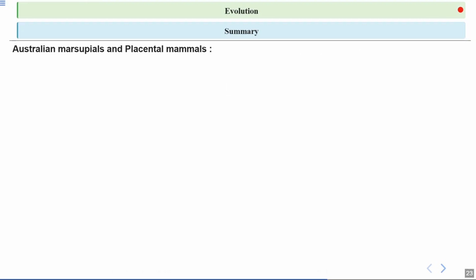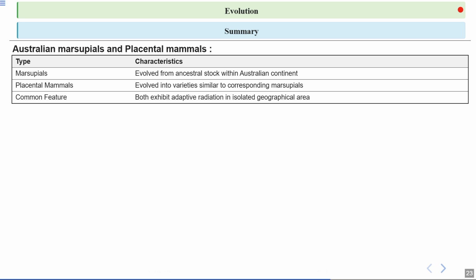We also talked about Australian marsupials and placental mammals. Both of them underwent adaptive radiations independently, and these two are examples of convergent evolution as well. Marsupials evolved from ancestral stock within the Australian continent. Placental mammals also evolved into different varieties similar to corresponding marsupials. So this is an example of convergent evolution.